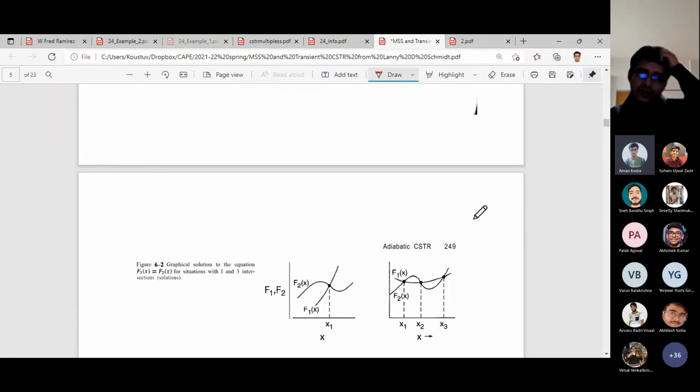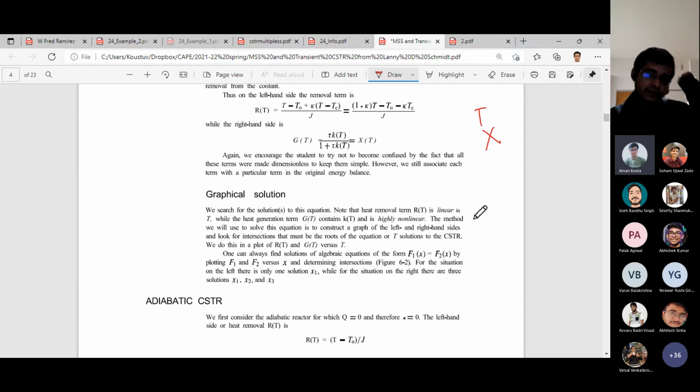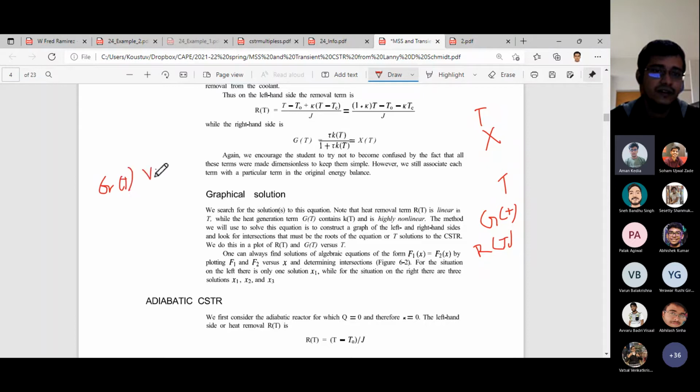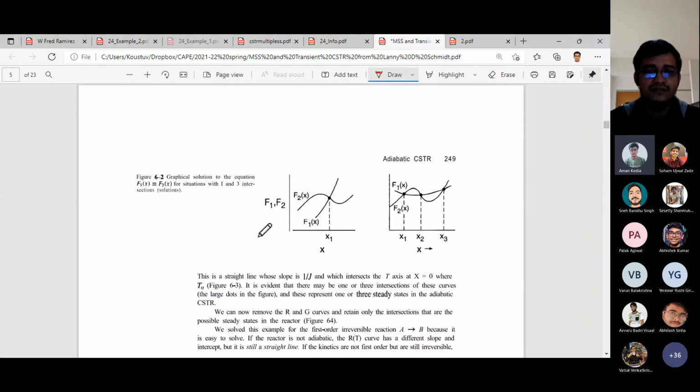So what is the graphical approach? The graphical approach is you basically vary the temperature. You calculate this expression G(T), and you also calculate R(T), and then plot together. So one is G(T) versus temperature. This will give us one line, and R(T) versus temperature will give us another line. Both of them can be plotted and looked at visually to see what they represent.